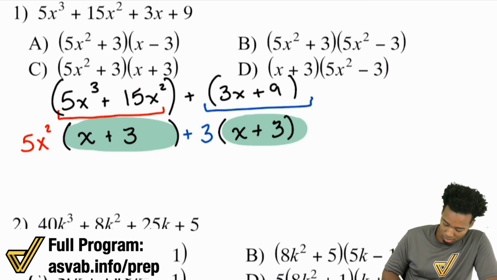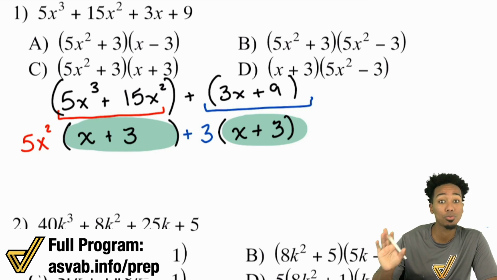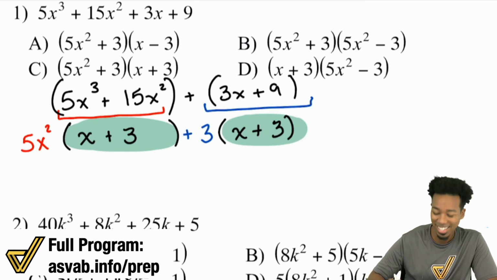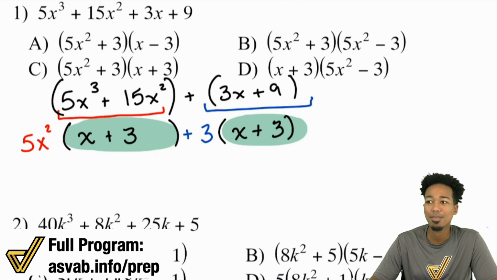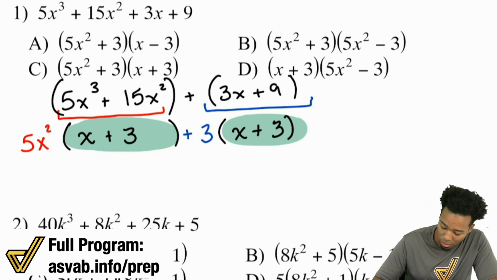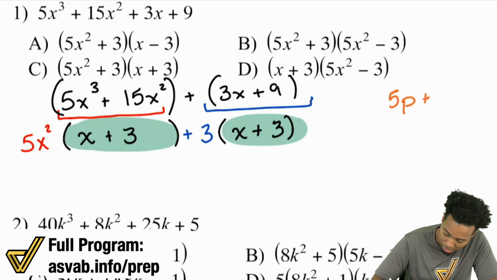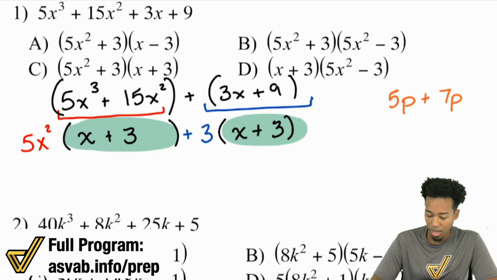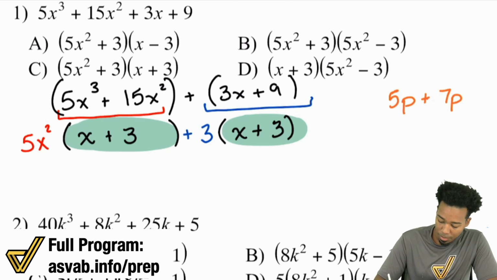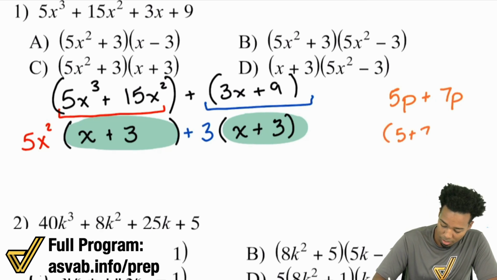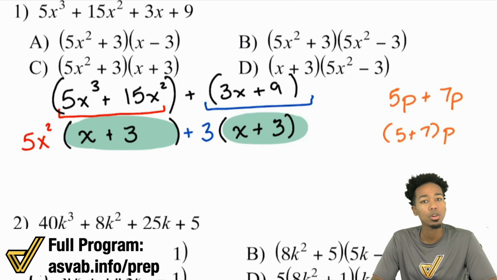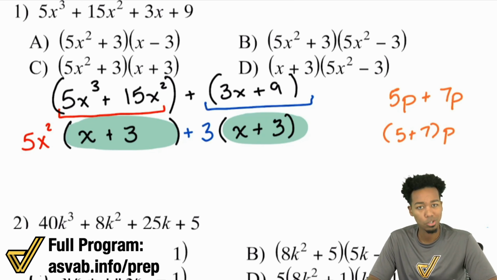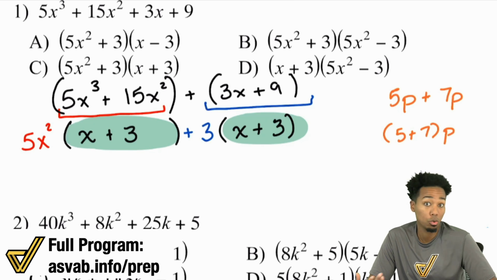Let me just show you this off on the side. Let me show you why what I'm about to do makes sense. For example, let's say we had 5p plus 7p. Of course, we can write this as 5 plus 7, and then put the p in front, because we know that these are like terms. 5p and 7p are like terms, and so we can add those coefficients, making it 12p, right?